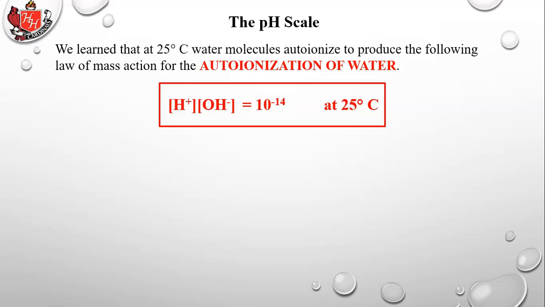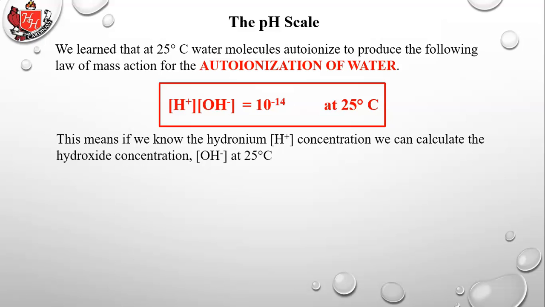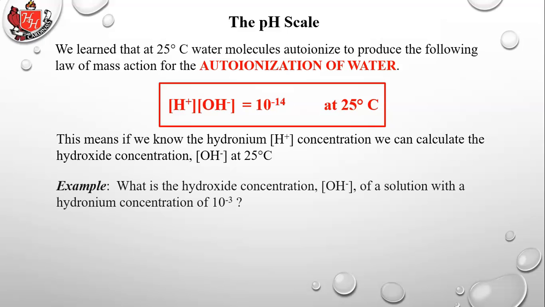So we learned that at 25 degrees centigrade, water molecules autoionize to produce the following law of mass action for the autoionization of water. This means that if we know the hydronium concentration, we can calculate the hydroxide concentration, OH-, at 25 degrees centigrade, and vice versa. You can do it in the other direction as well.